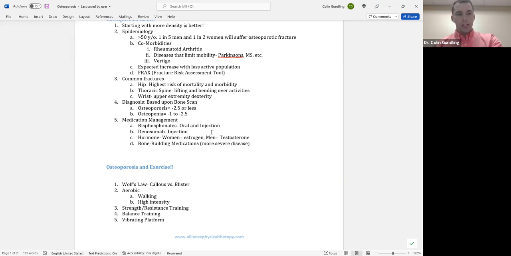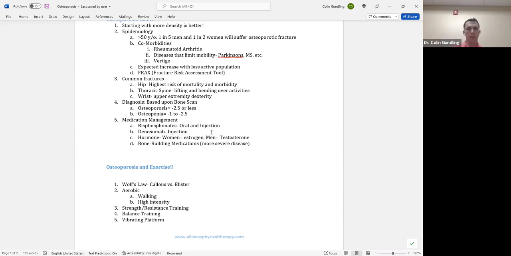Medical management. This is definitely outside of my scope of practice. I understand the intent of it, but I can certainly not consult people on one way or the other to go with this. But basically, I'll give you a quick overview. Starting at A there, the bisphosphonates are kind of the first line of intervention typically, and then it kind of goes down from there.